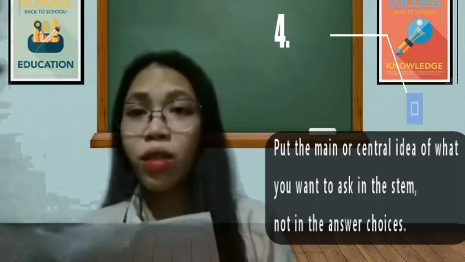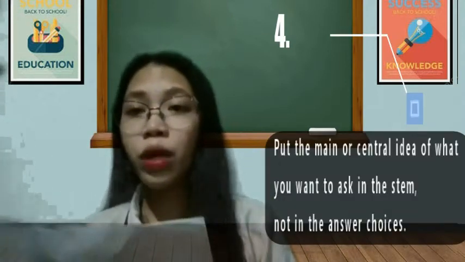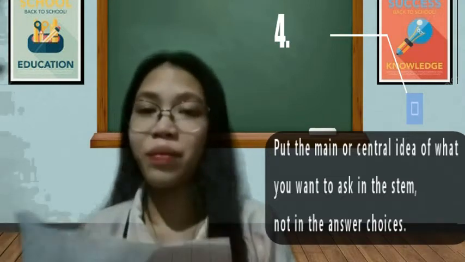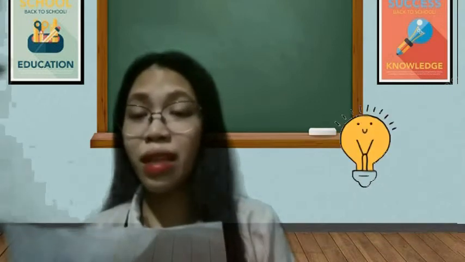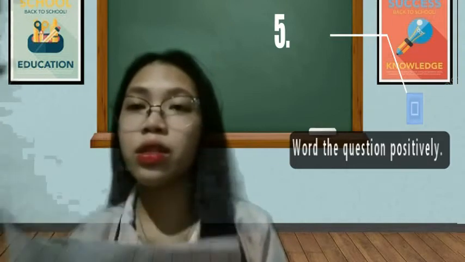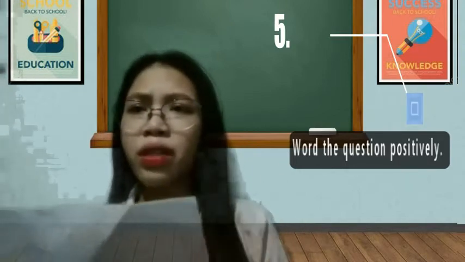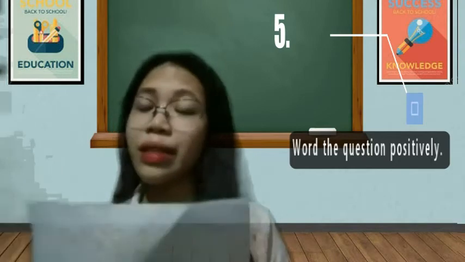Put the main or central idea of what you want to ask in the stem, not in the answer choices. The choices may be longer than the stem, but the stem should contain all of what you want to ask. Number 5. Word the questions positively. Avoid negatives such as "not" or "except." Using negatives can be confusing to the student and can also give an advantage to test-wise students.